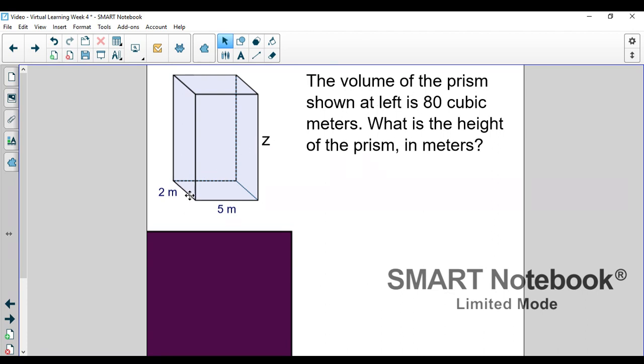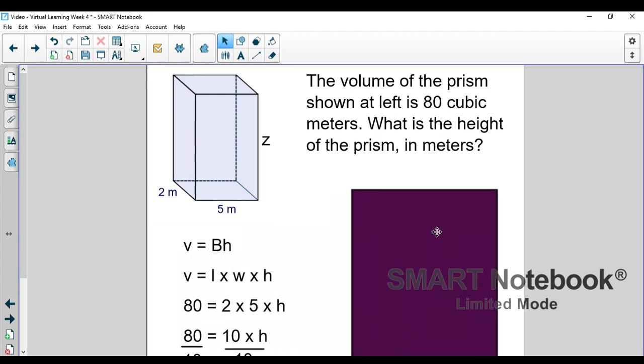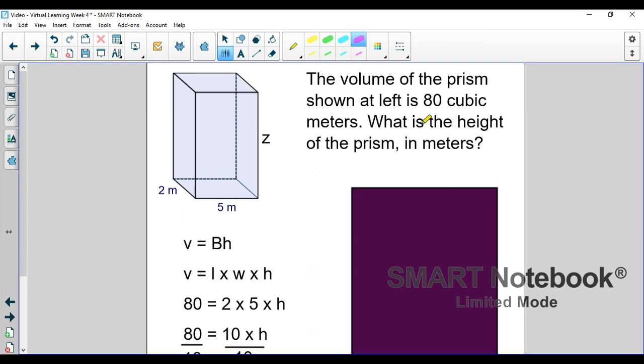Again, they give us the area of the base. They tell us that it's a volume problem. They tell us how much space or volume it occupies, and we need to work backwards to solve for this one. So again, I work with my volume formula, length times width times height for a rectangular prism. Again, all I did was plug in some information that I got from the word problem. It told me that the volume is 80 cubic meters and that the length was 2, the width was 5. So 2 times 5 would give me the area of the base.